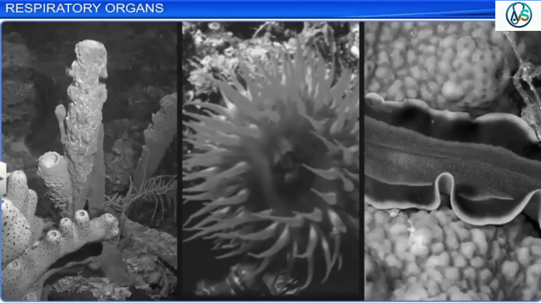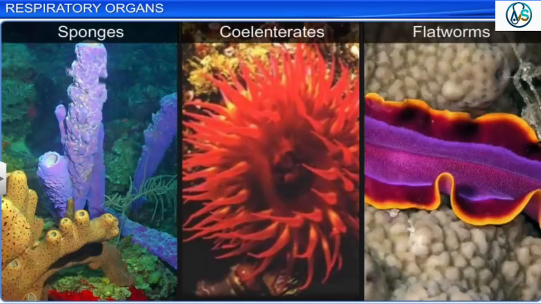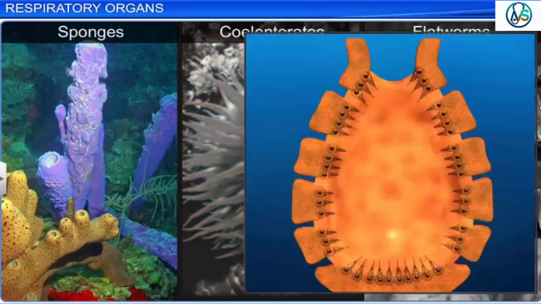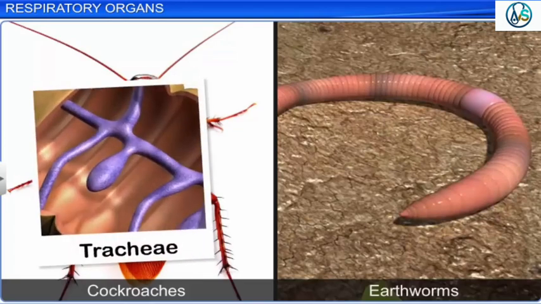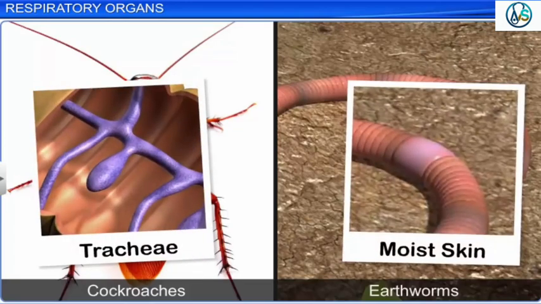Lower invertebrates such as sponges, coelenterates and flatworms exchange gases by simple diffusion through their body surface. In insects such as cockroaches and earthworms, tubular extensions of the body wall, called tracheae, and moist skin help transport atmospheric air throughout the body.